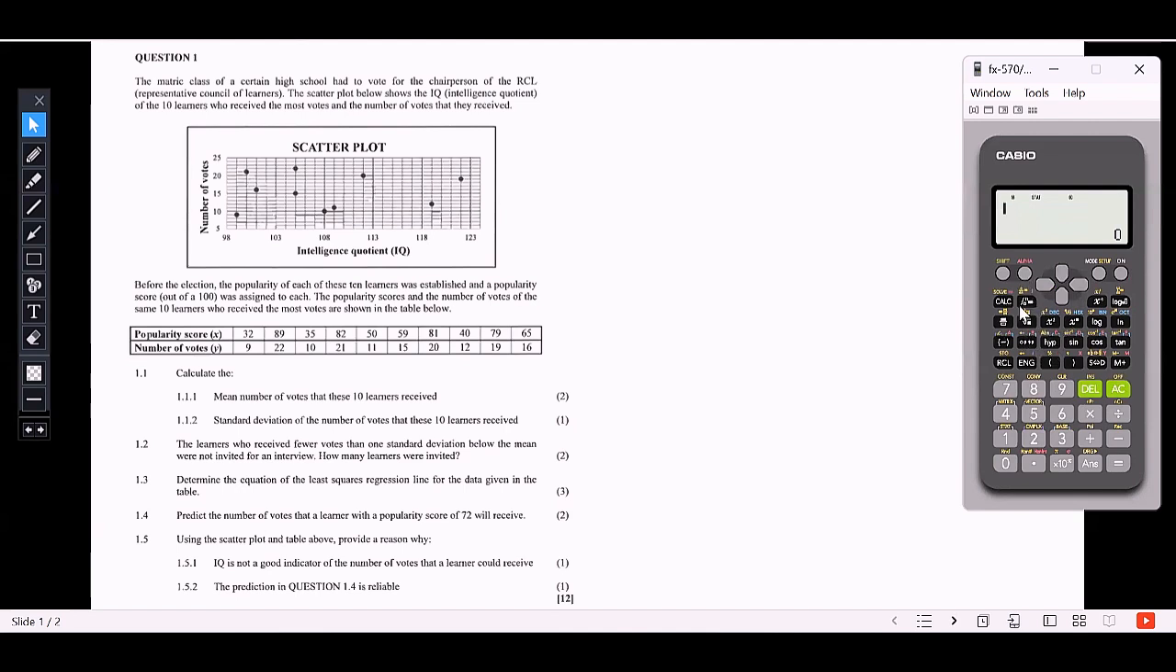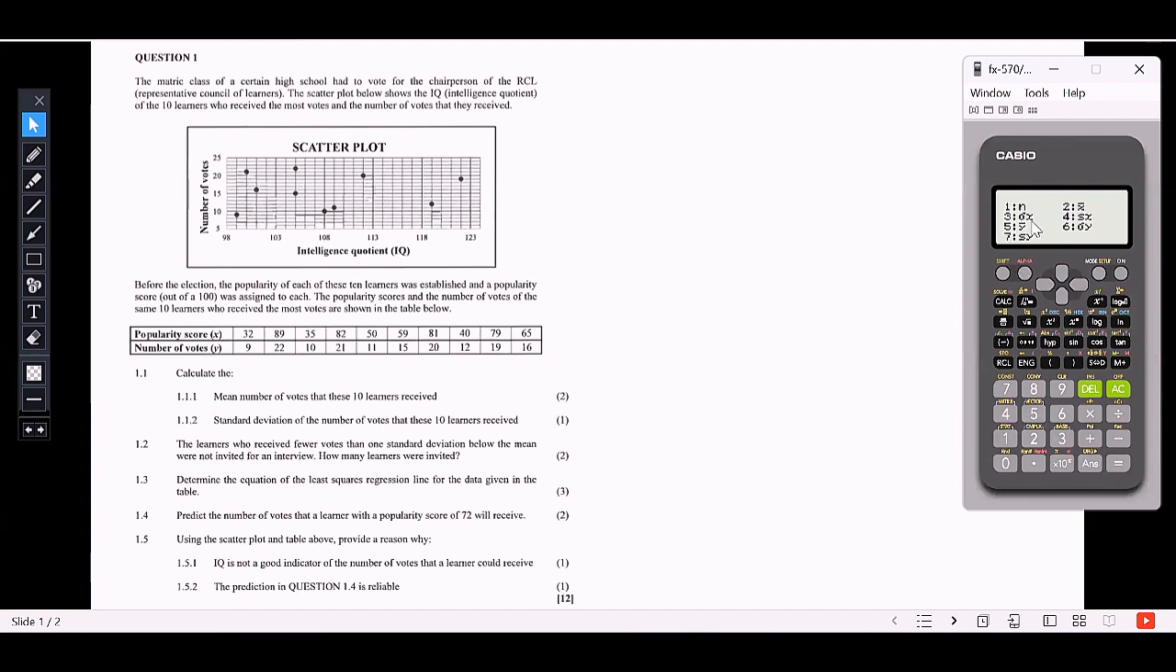You can still retrieve your data by pressing shift. And then once you see that S there, you press 1. Right. Now you want to go to variables. Remember, what are they looking for? The mean number of votes. The number of votes is represented by the letter Y. So if you are looking for the mean of the Y values, that means we are looking for Y bar. So we want to go to variable number 4.